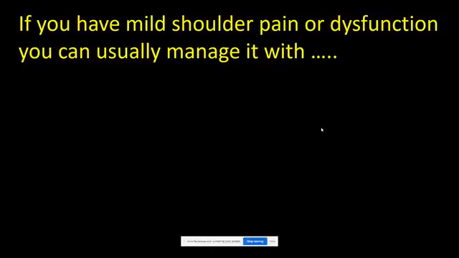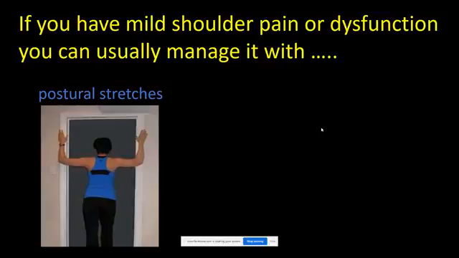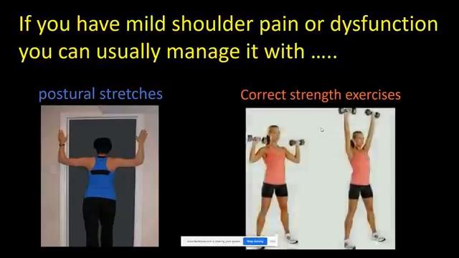So if you have mild shoulder pain or dysfunction, you can usually manage it pretty well with just some basic postural stretches. Okay, so here's an example of a pec stretch that you can do in the doorway. This is one that we sometimes use. Almost every shoulder patient we get will get some type of chest opener, some type of stretch for the chest, because we get a lot of tightness there. So some postural stretches and just some basic strengthening exercises.